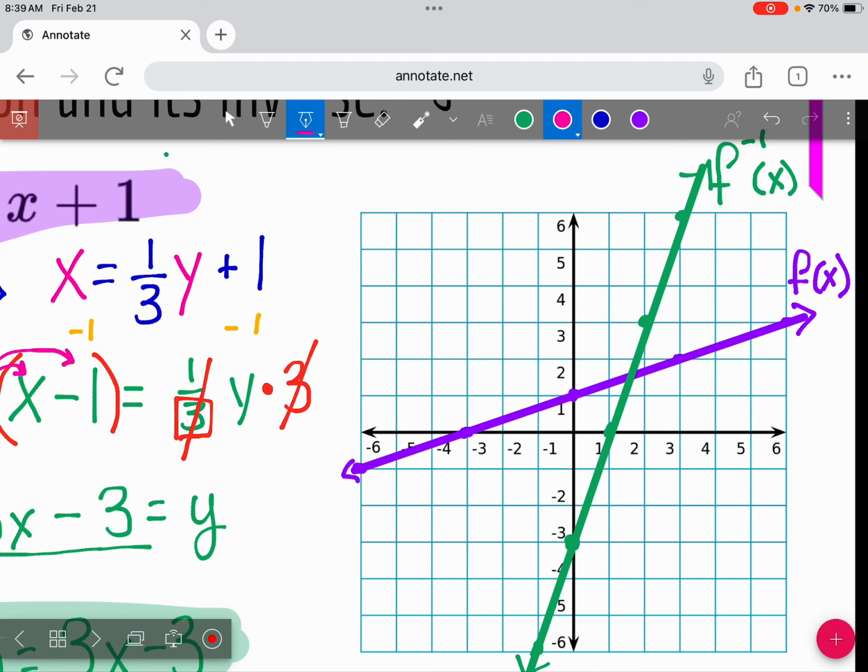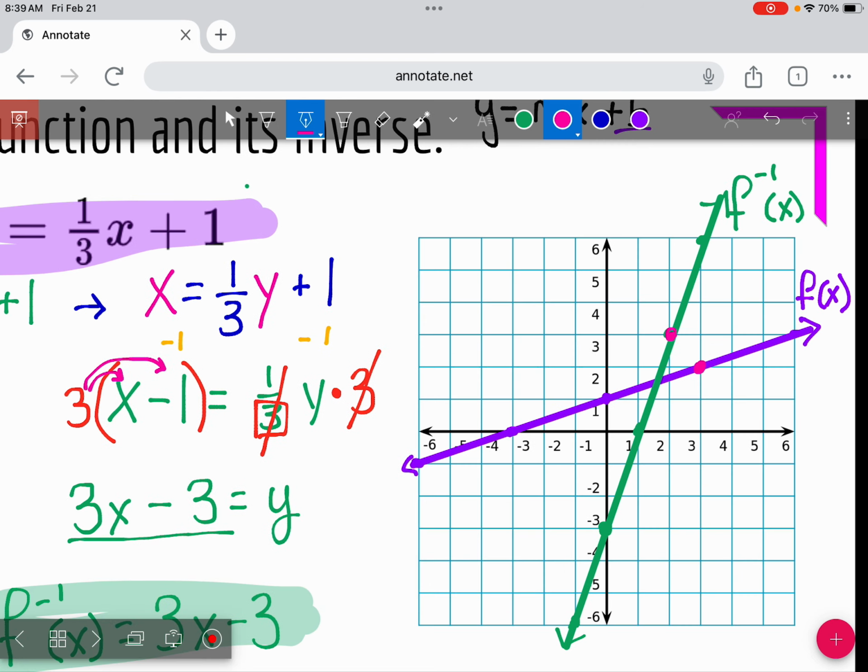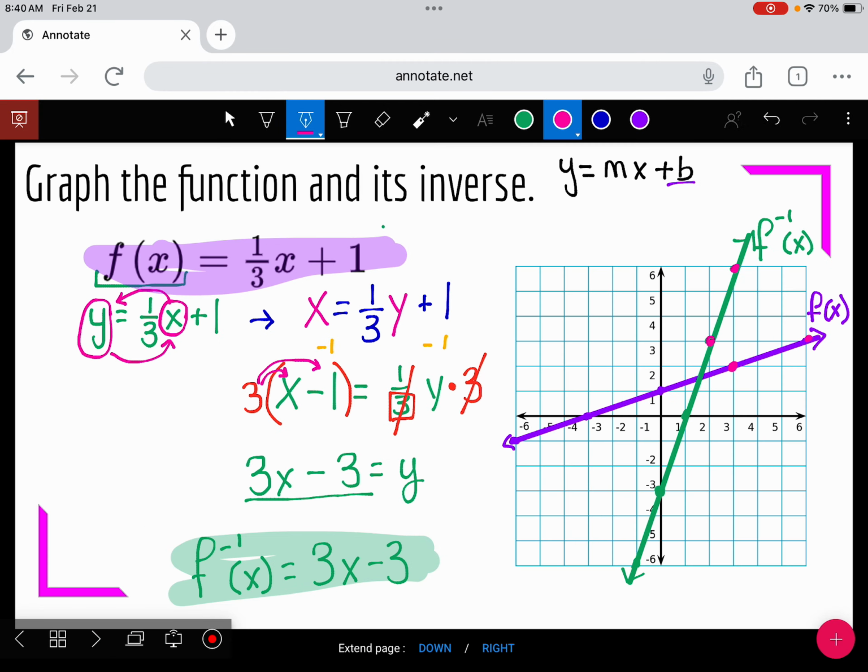That's true for every single ordered pair on these lines. On purple, we had a point at 3, 2. On the green line, we have a point at 2, 3. So just like in the Bellwork one where we switched our x's and y's. On the green line, we have a point at 3, 6. On the purple line, I have a point at 6, 3. The ordered pairs switch places. So doing the equation does the exact same thing that we did in the list of points. Inverses are so cool. I will nerd out about inverses. I love inverses. Okay, so that's what we're trying to get you to see by looking at these things.